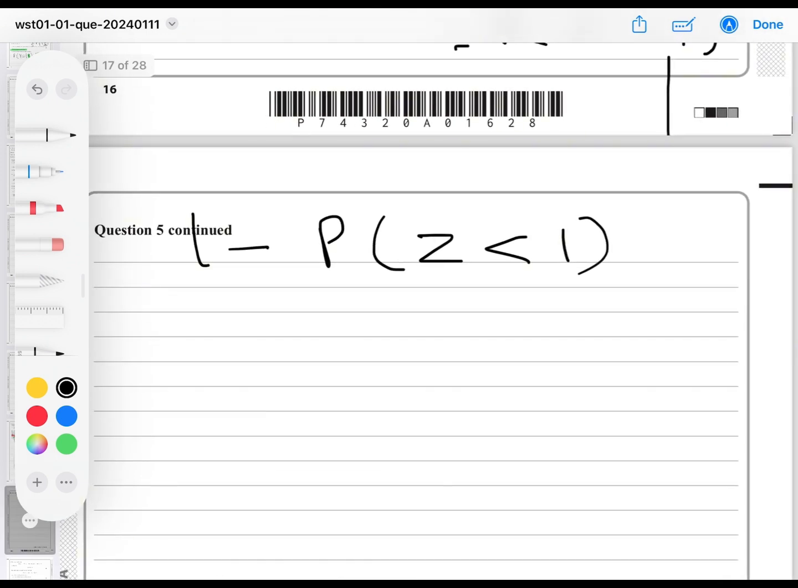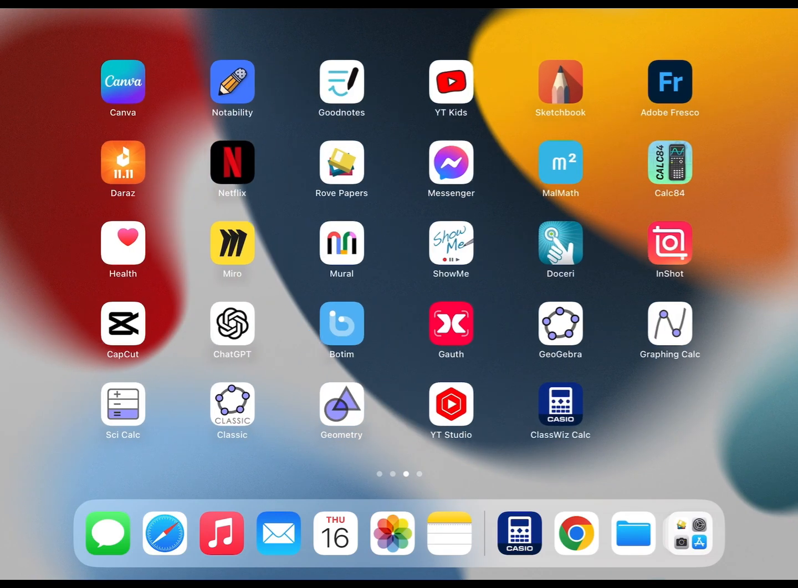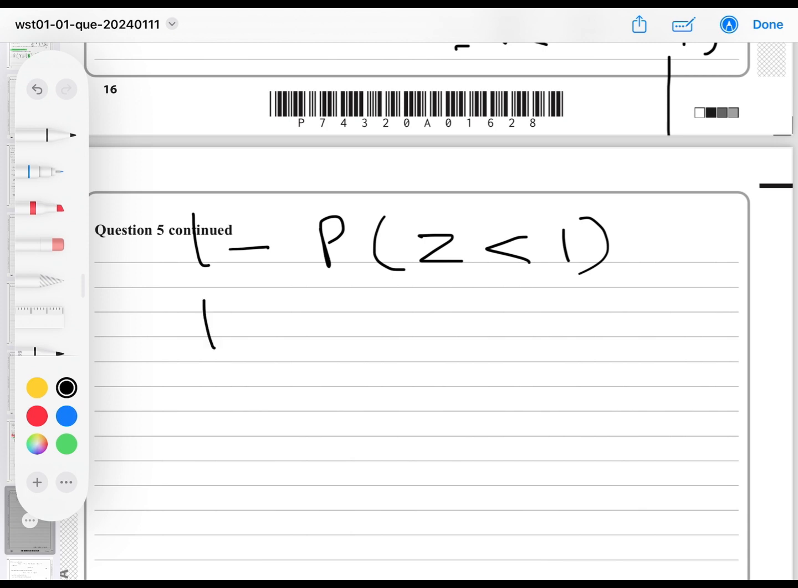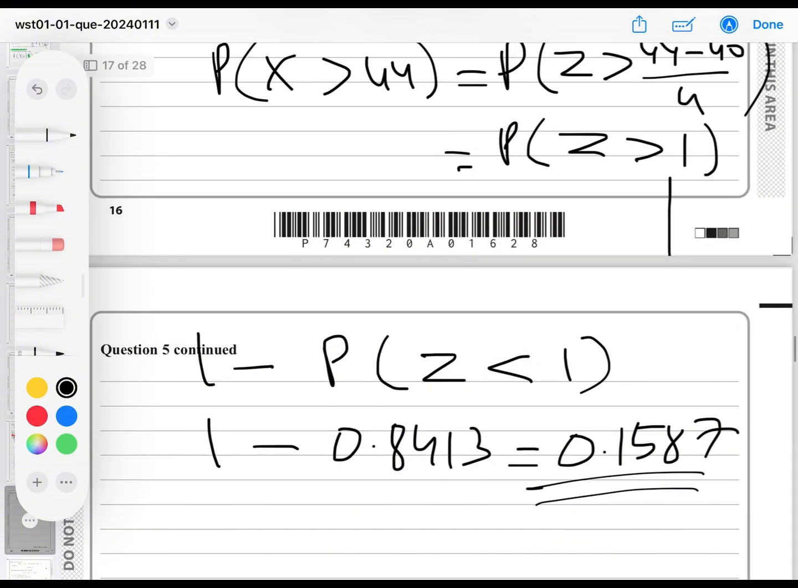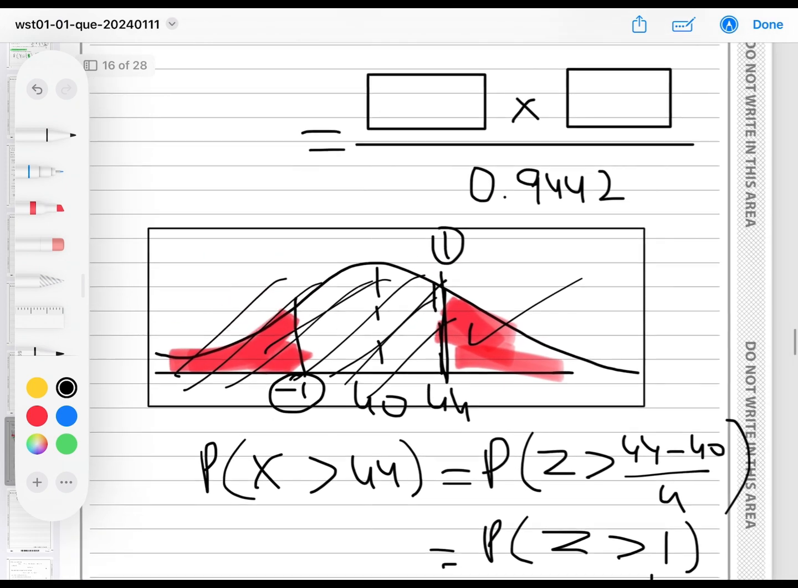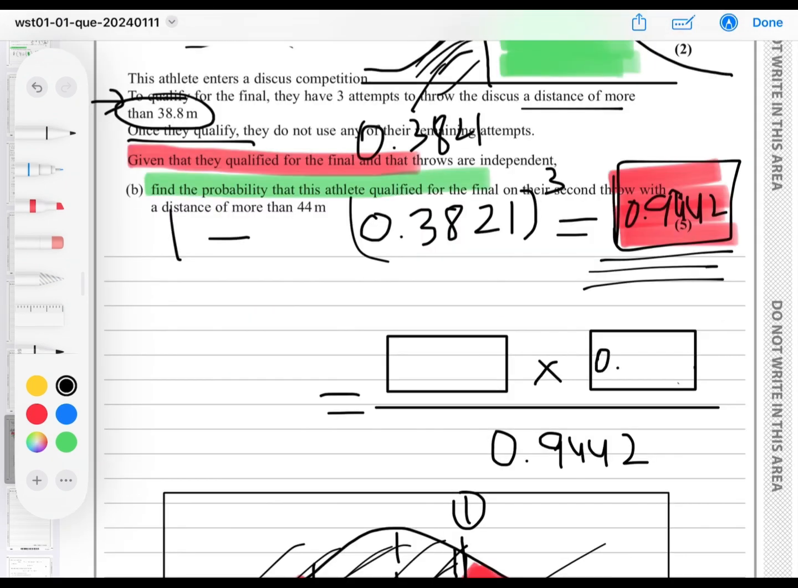So now, z less than 1, going back to the calculator, I have the z-score with me, so I'll put it here, 1, so it's 0.8413. By subtracting it from 1, I will get 0.1587. Now this is the probability of scoring greater than 44: 0.1587. Now we have a concept involved here.